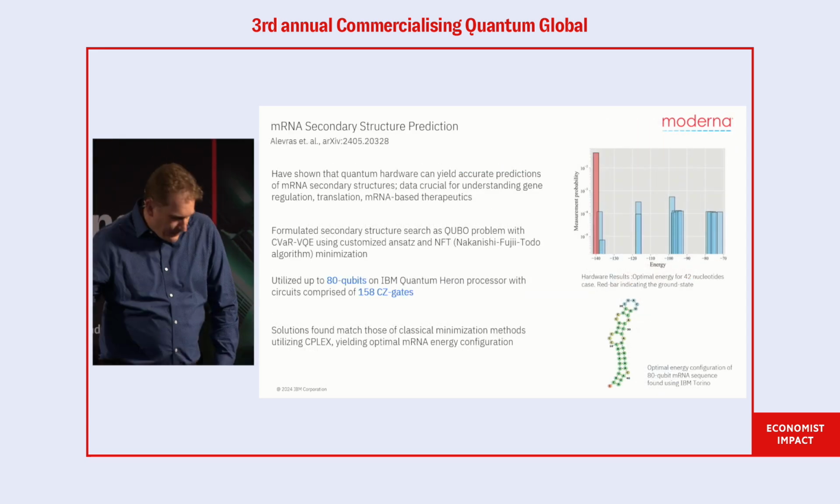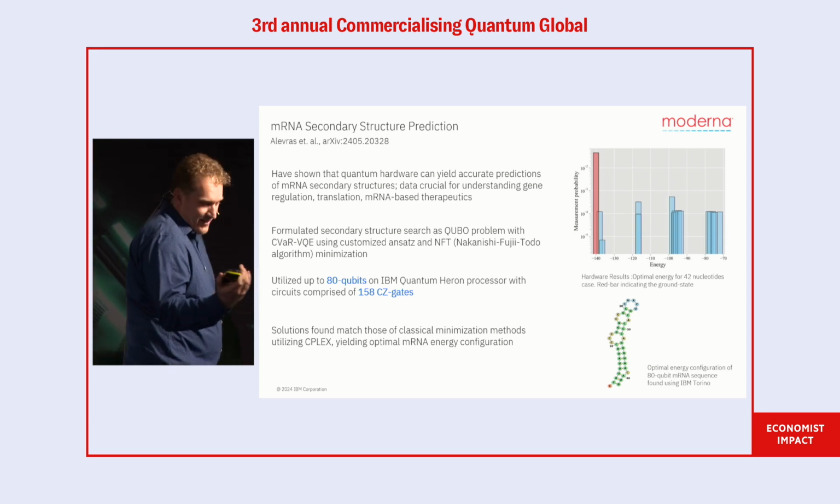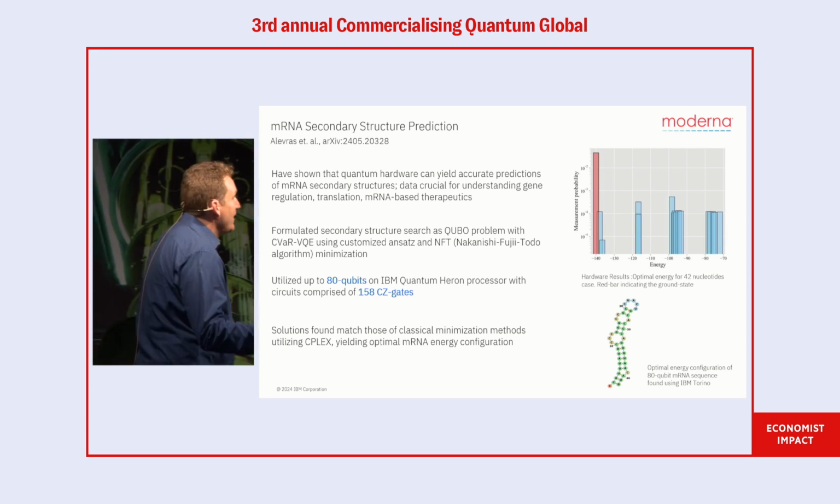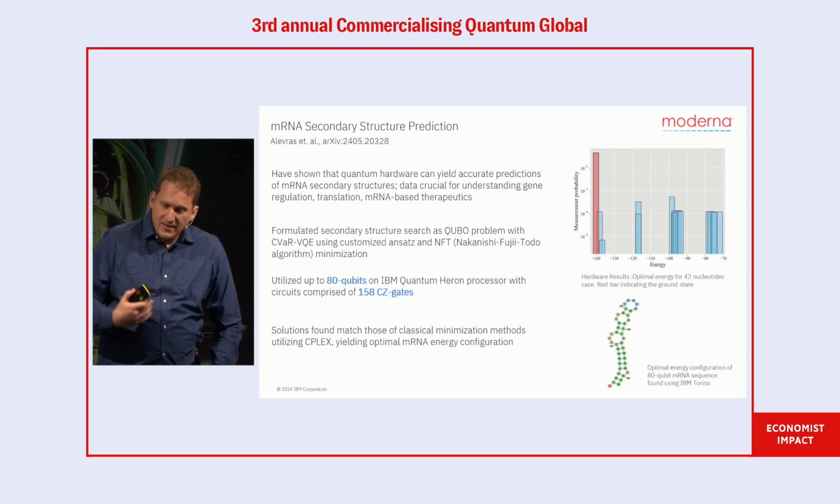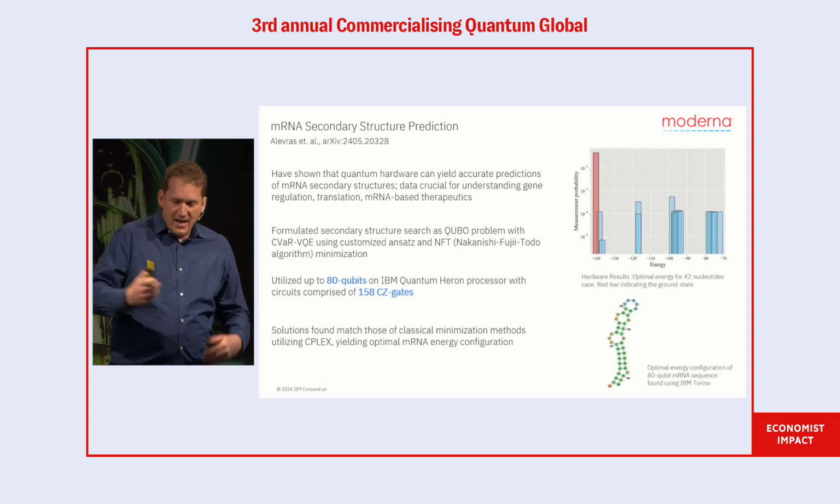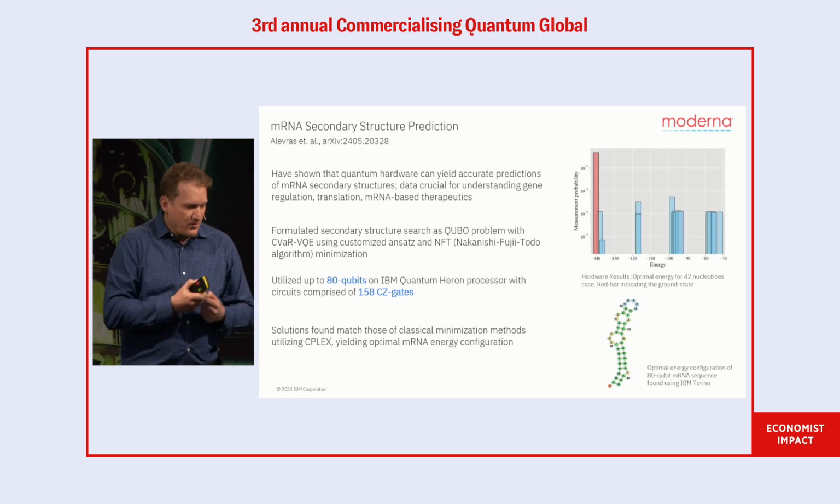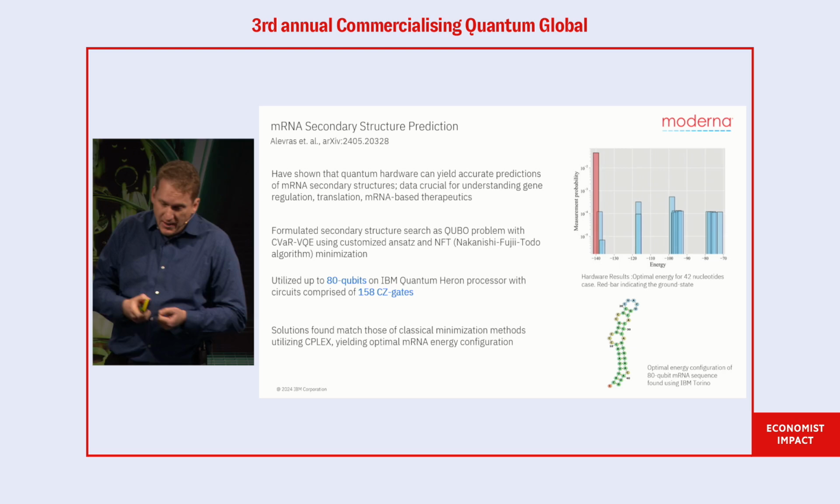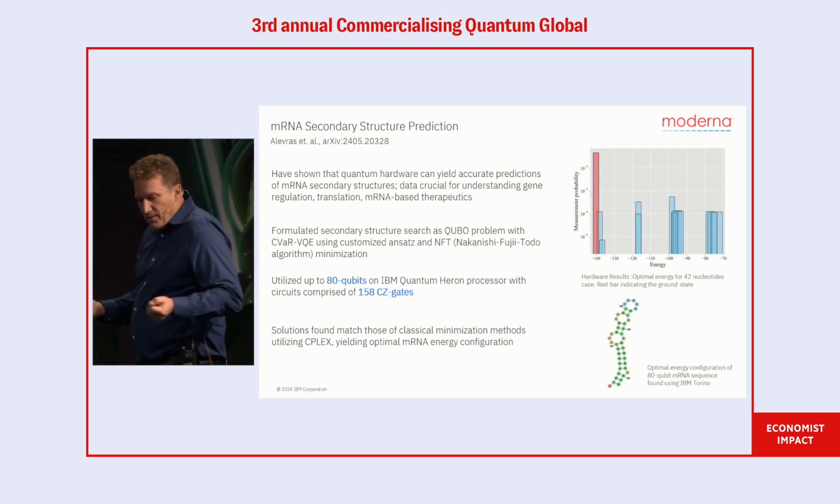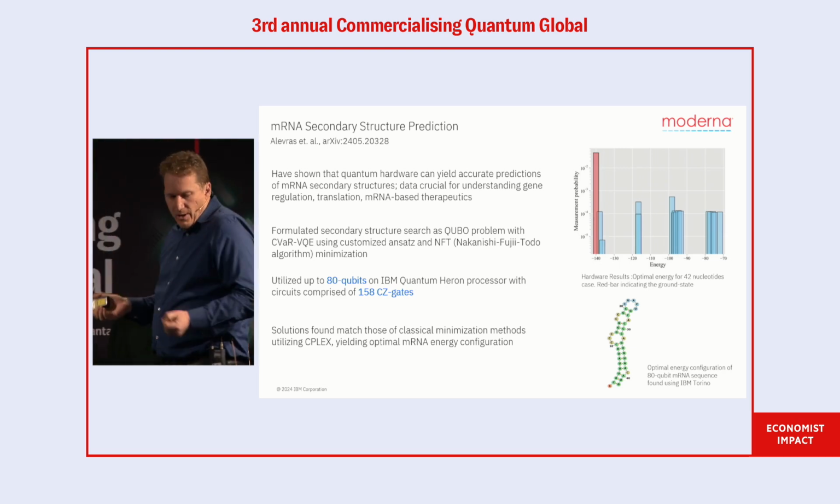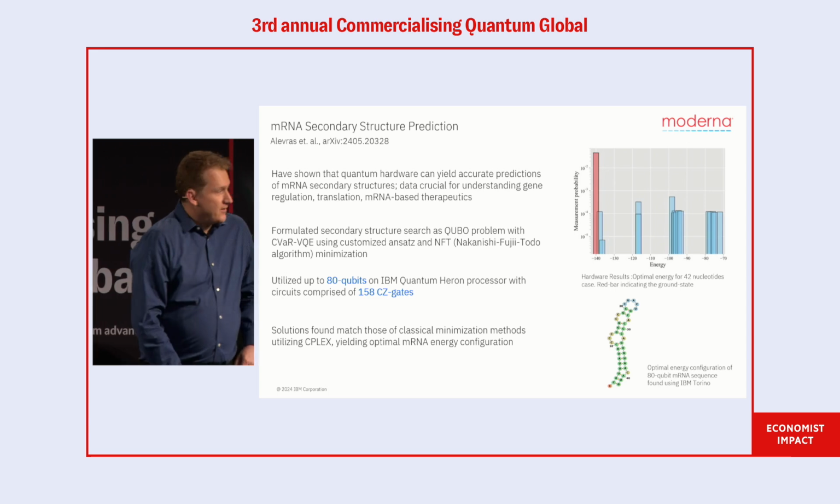Then with Moderna, I am no expert in mRNA and don't ever plan to be, but they started to ask the question, can they actually look at the secondary structures of these to make predictions on how they would scale? And this allowed them to go on to 80 qubits and push basically QAOA type experiments to the limit.